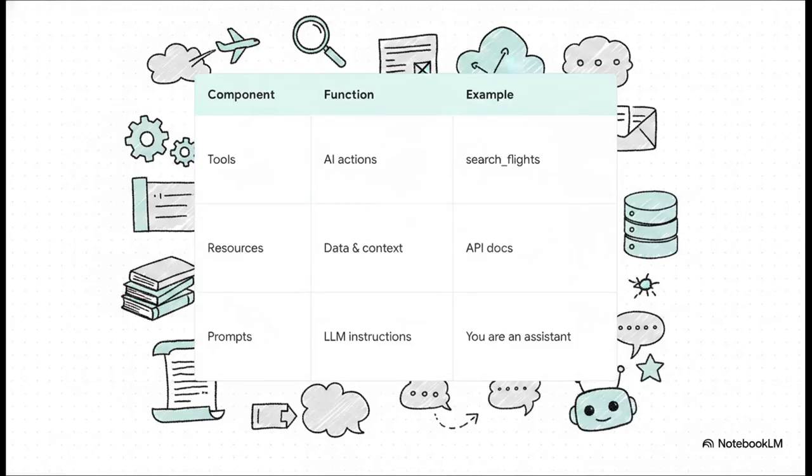So what is an MCP server actually handing over to the client? It basically breaks down into three core things. First, you have tools. These are the direct actions the AI can execute, like a search flights command.